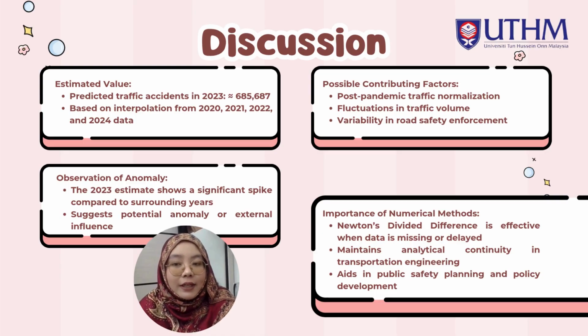Interestingly, the estimated number for 2023 is significantly higher than the years before and after, suggesting a possible spike or anomaly. If this trend reflects reality, it will definitely warrant a further investigation. There are several possible reasons for this rise. It could be due to post-pandemic normalization, a sudden increase in traffic volume, or changes in road safety enforcement policies. This highlights how accident rates are not always linear. They can be influenced by external factors.